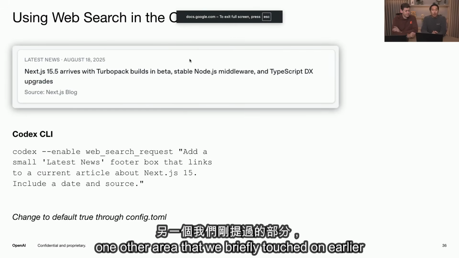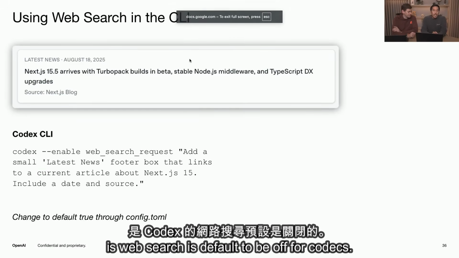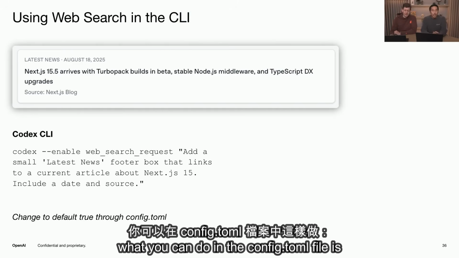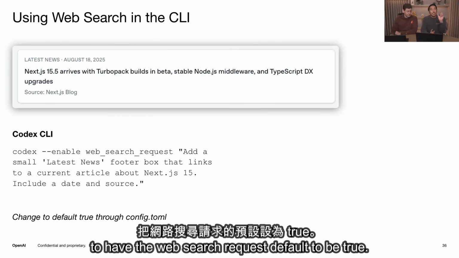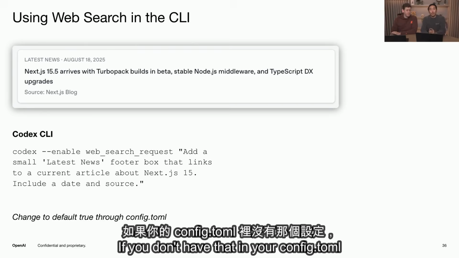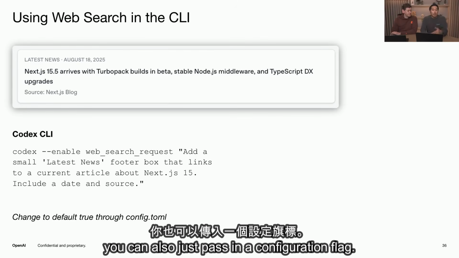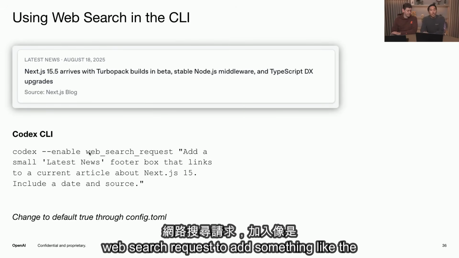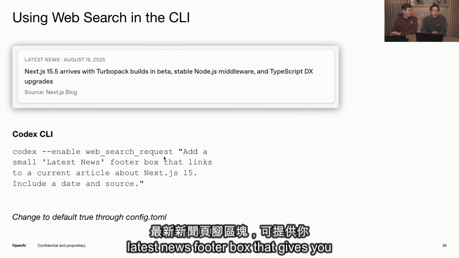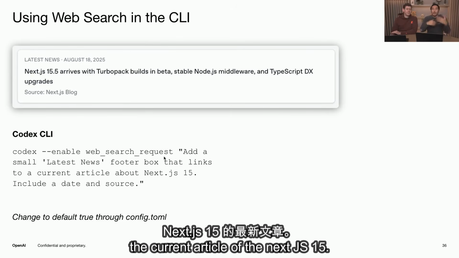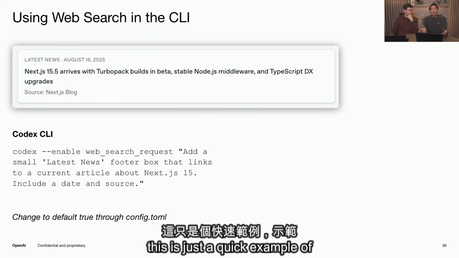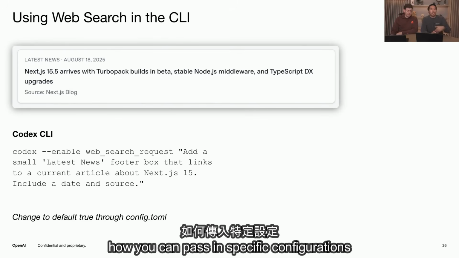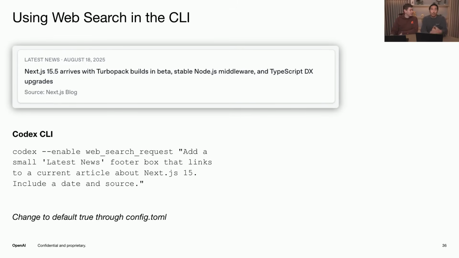Awesome. One other area that we briefly touched on earlier is that web search is off by default for Codex. What you can do in the config.toml file is have the web search request default to true. If you don't have that in your config.toml, you can also just pass in a configuration flag. In this case, you can ask Codex with enable web search requests to add something like a latest news footer box that gives you the current article on Next.js 15. This is just a quick example of how you can pass in specific configurations when you start a Codex session.